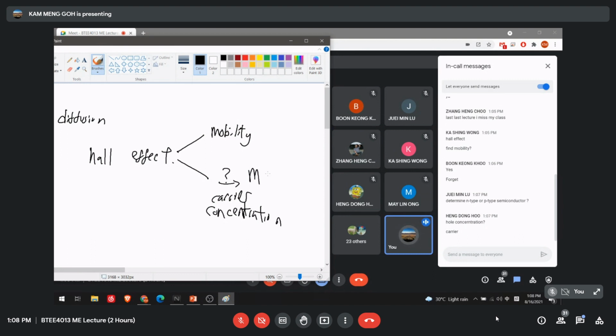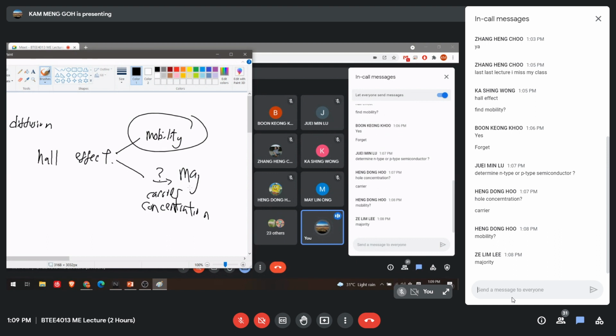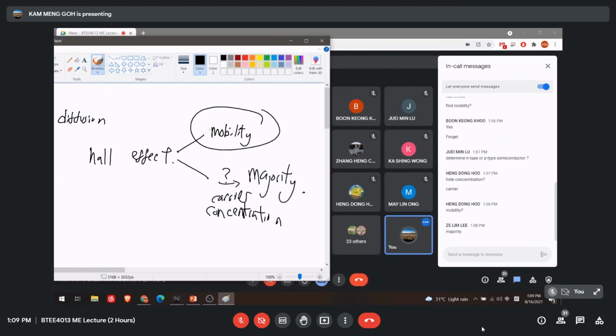You can get some hint from the answer by Lu Jiaming. So any idea? Start with M. Mobility was already mentioned just now. Yep, majority. Okay, we're using the Hall effect to find these two items. Very simple thing. Actually, when you look back at the slides, you can also find the answer.